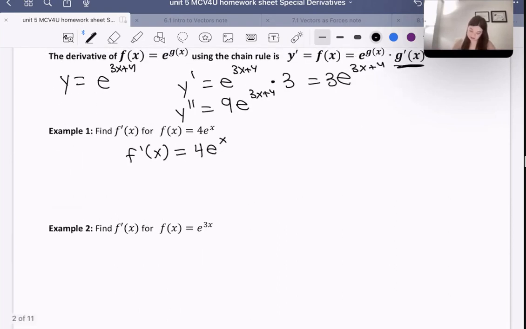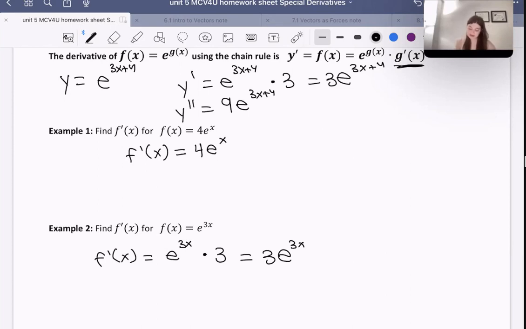Example 2, it says find the derivative for f of x equals e to the power of 3x. So in this case, I'm going to need that chain rule. I'm just going to first copy down what we already have, and then I'm going to take the derivative of what's in the exponent. So the exponent is 3x. The derivative of 3x is 3, right? So it's going to be 3e to the 3x.